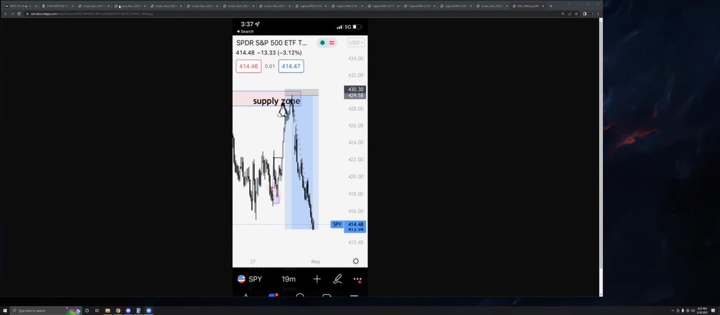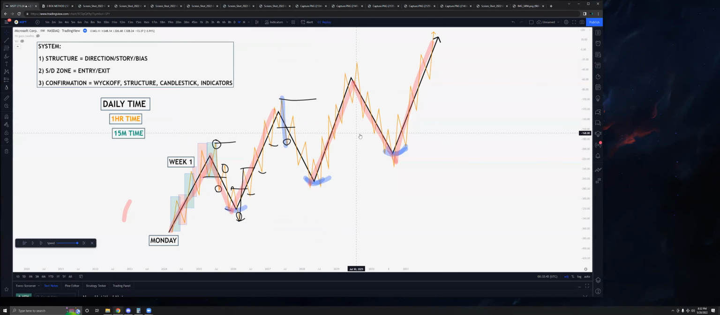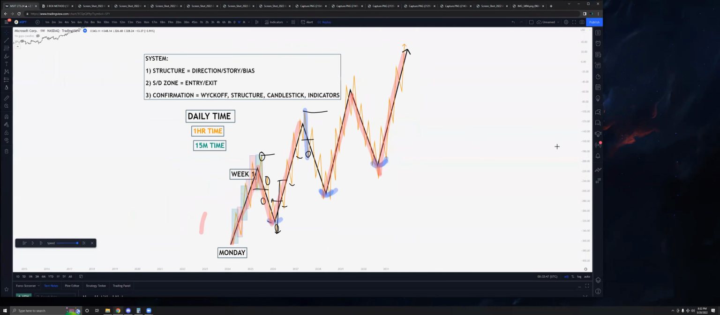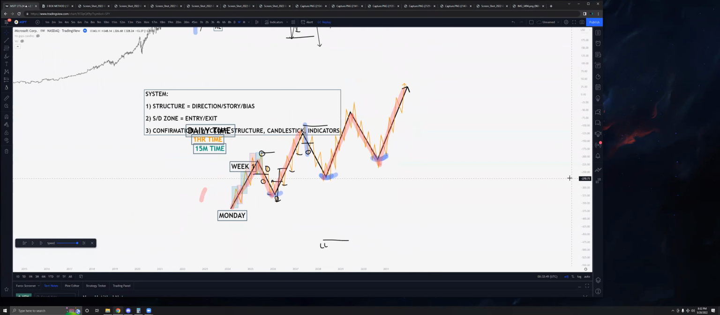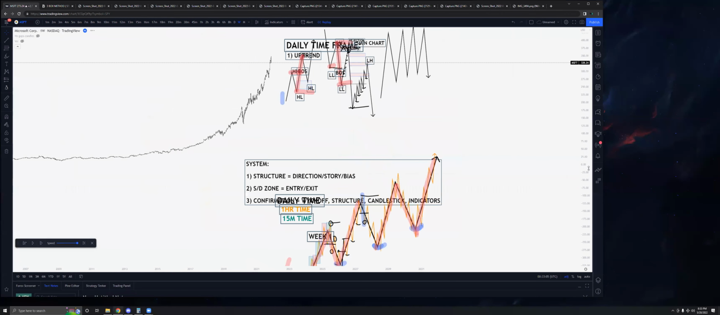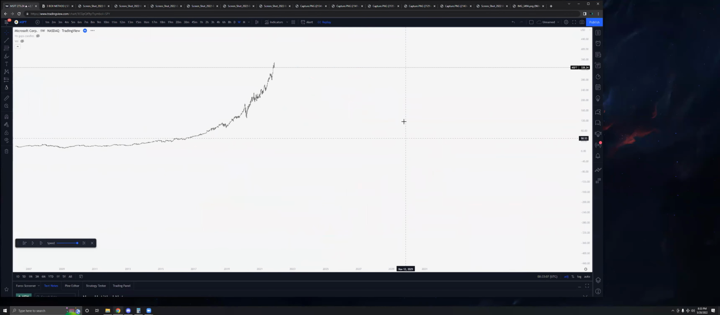So, yeah. All it takes, you know. So now let's look at a chart. Okay. Let's see how we can apply this whole three-step based off the structure, the supply and demand zones, and its confirmation. Okay. So let's delete this.